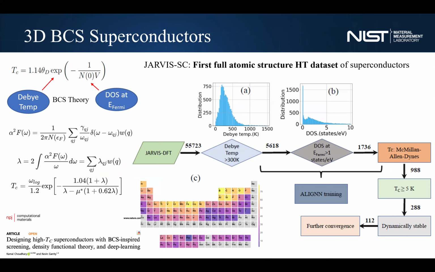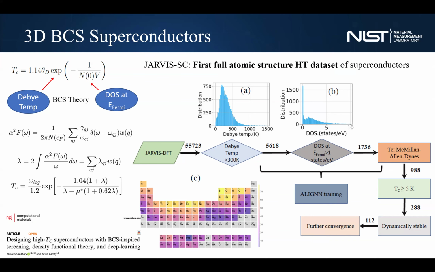We heard how the Supercon dataset from Japan mainly has chemical formulas, not atomic structure. So we developed the first full atomic structure high-throughput database. For this, we use BCS theory. In BCS theory, you need at least the Debye temperature and the density of states at the Fermi level. So we took the JARVIS-DFT dataset. At that time, we had 55,000 materials, and we had elastic tensor data, so we can calculate the Debye temperature. From there, we searched for high Debye temperature, high DOS materials.